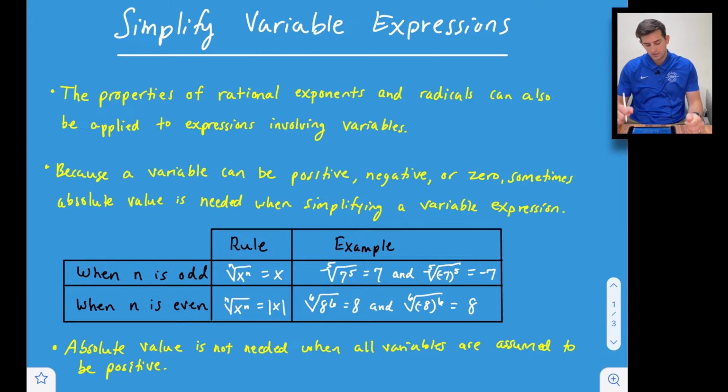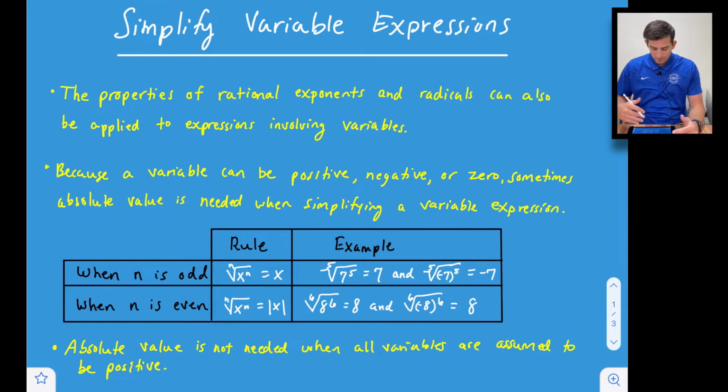Let's look at this table here. So n, that is our index, so that's like if I was doing square root, my n would be 2, cube root, n would be 3, right? So if n is odd, look what happens to our expression. If I'm taking the nth root of x to the n, the nth root and the degree that my variable is being raised to are going to cancel each other out, right? That'd be like if I was taking the square root of x squared, it would just be x.